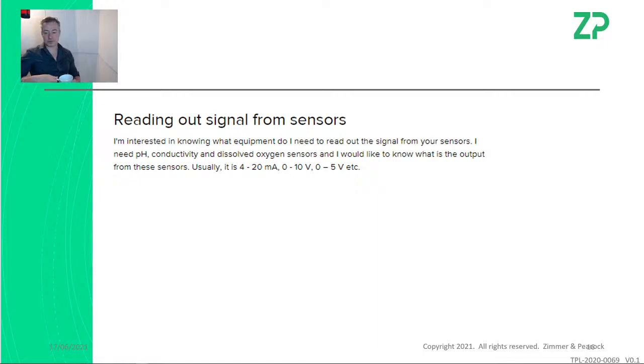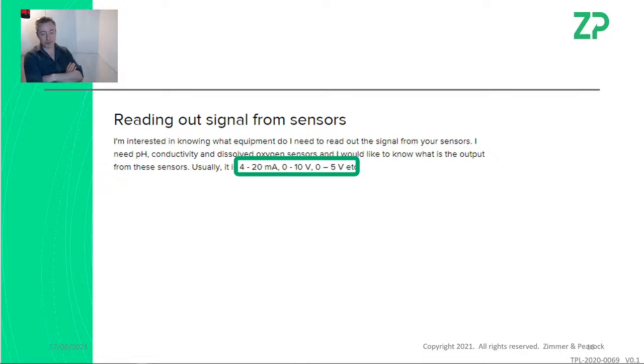Reading signals from sensors. So this one came in, and I promised to answer it here. And I thought it was an interesting question for the forum, because when I was in academia, I'd never heard of 4 to 20 milliamps or 0 to 10 volts or 0 to 5 volts. I didn't know what this was about. When I got into industry and started doing essentially engineering systems and control systems, then you soon become familiar with what this is.